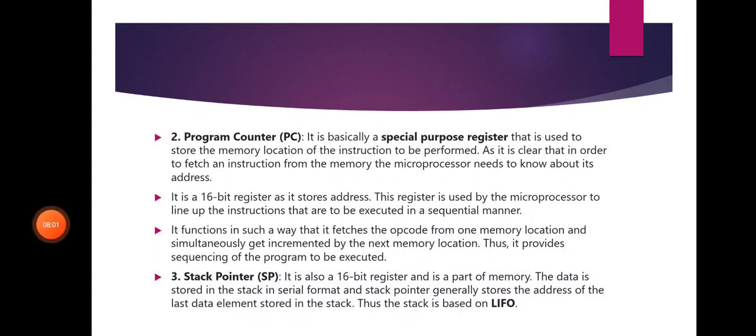Next, the program counter. The program counter is a special register that is used for storing the memory location of the instruction to be performed. To fetch an instruction from the memory, the microprocessor needs to know about it. We already know how the program counter holds the address of the next instruction to be executed. It is a 16-bit register. It also stores addresses. The register is used by the microprocessor to line up the instructions that are executed in a sequential manner, and it also holds the address of the next instruction to be performed.